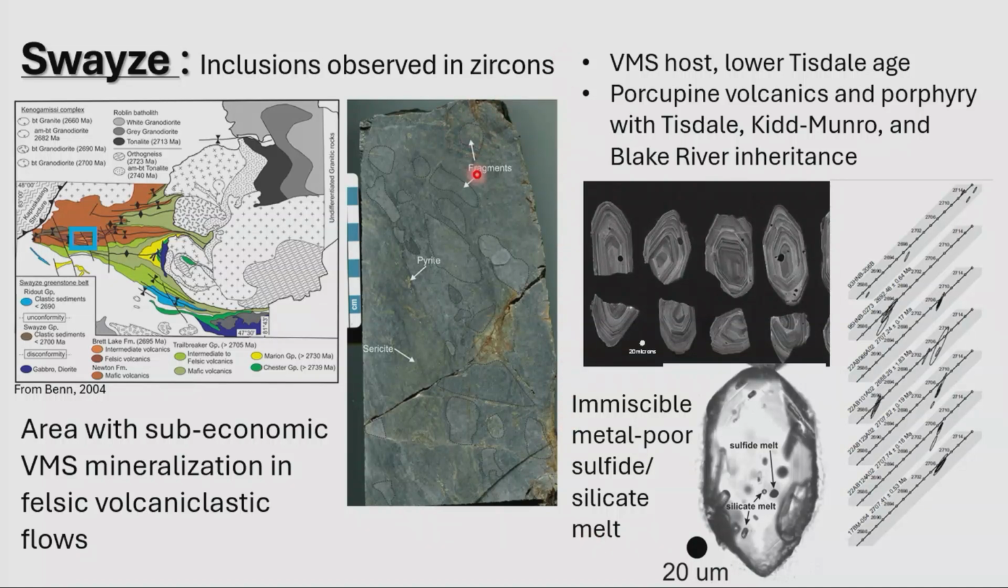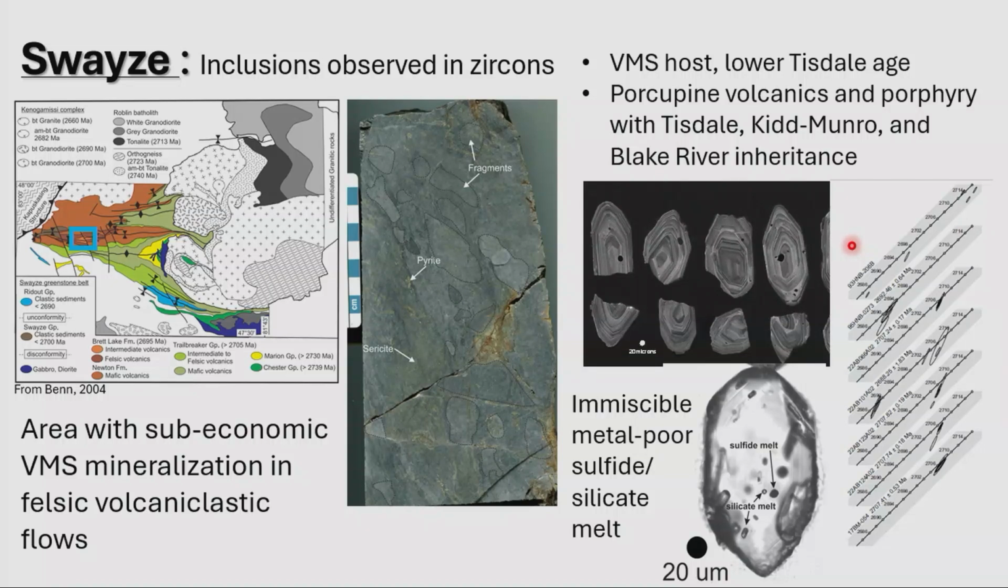There are fragments here outlined. There's some mineralization. There's pyrite, I guess, that was found within the sample. The sample came from an area that has subeconomic VMS mineralization, so we'll say it is not endowed, and it's a felsic volcaniclastic flow. These are some of the zircons that were extracted from it.